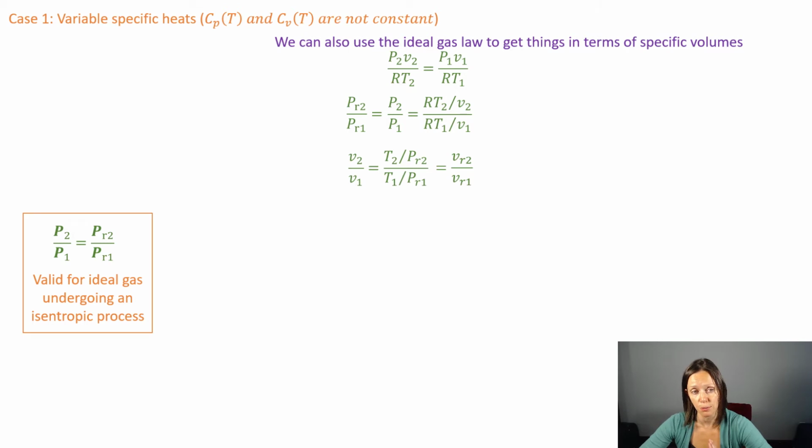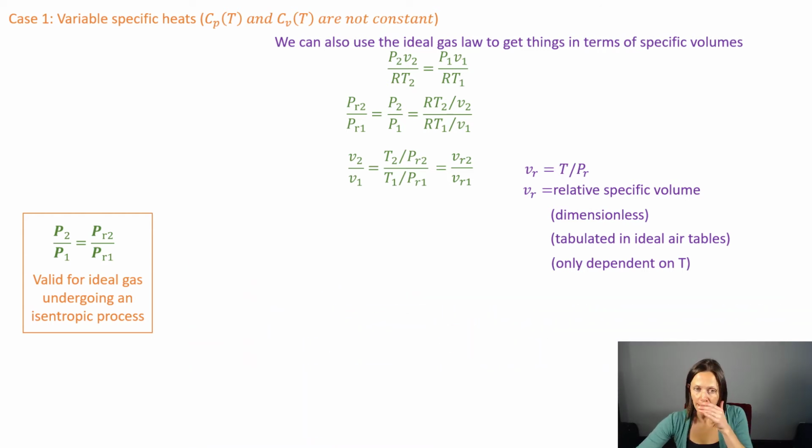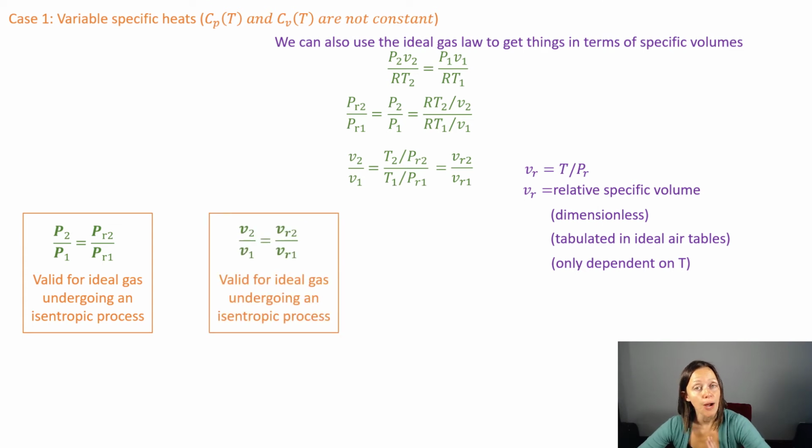I'm going to define a new thermodynamic property, which is the relative specific volume, which is T over PR. And that T, remember, is in absolute temperature units. It's a dimensionless property, and it's the other thing that's tabulated in the ideal air tables that I've been telling you not to use, but you can use it now. So it's not specific volume, it's relative specific volume. No units there. It's only dependent on temperature. So if you know the temperature or the enthalpy or the internal energy, you can look it up off the table. So those are our two isentropic relationships for an ideal gas, only valid for an ideal gas undergoing an isentropic process.